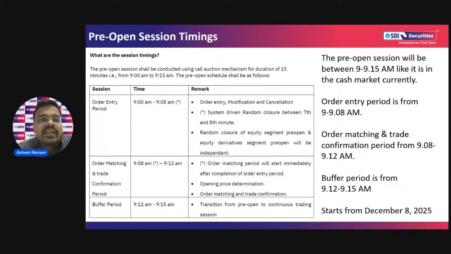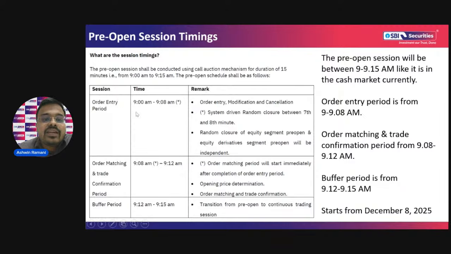So the first thing is the pre-open session timings. It will be as usual, like how it is for the cash market. So it will be conducted in 3 parts using the call auction mechanism. We'll come to that part. So the first part is your order entry period.